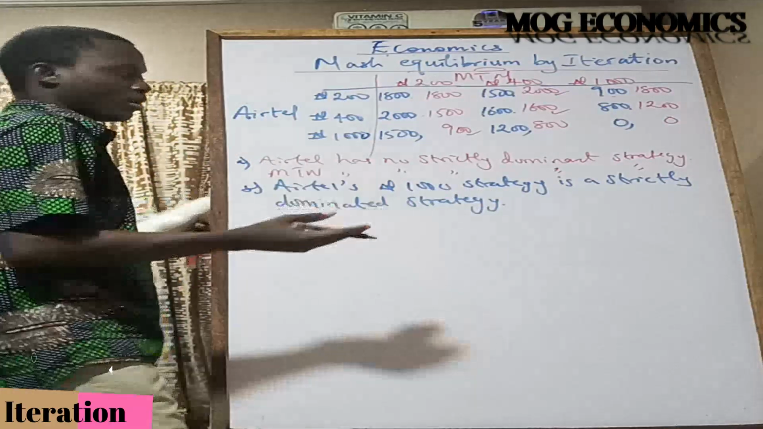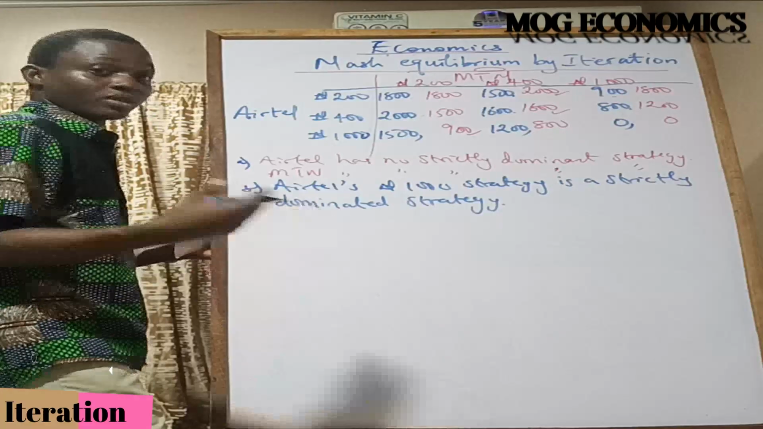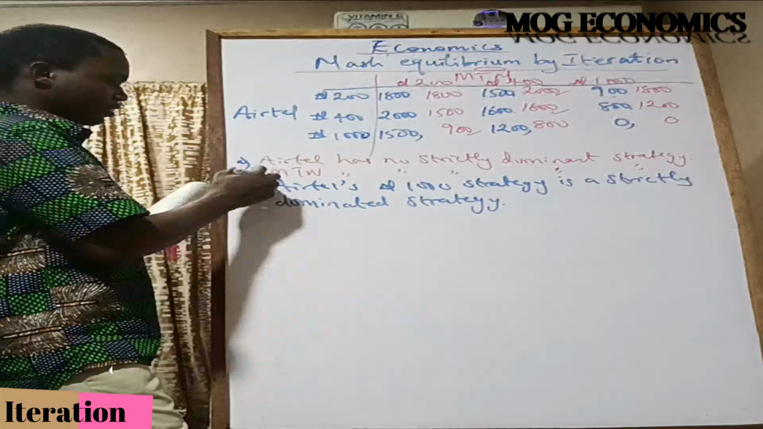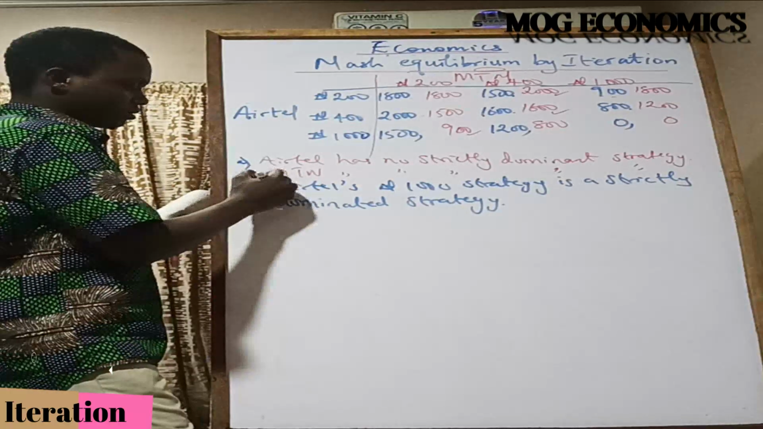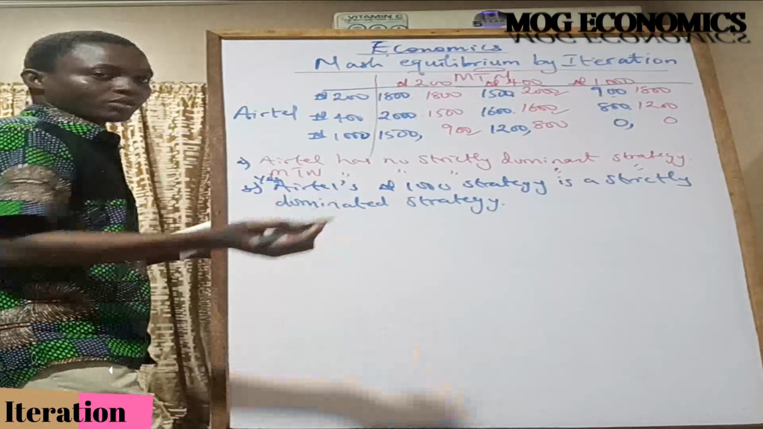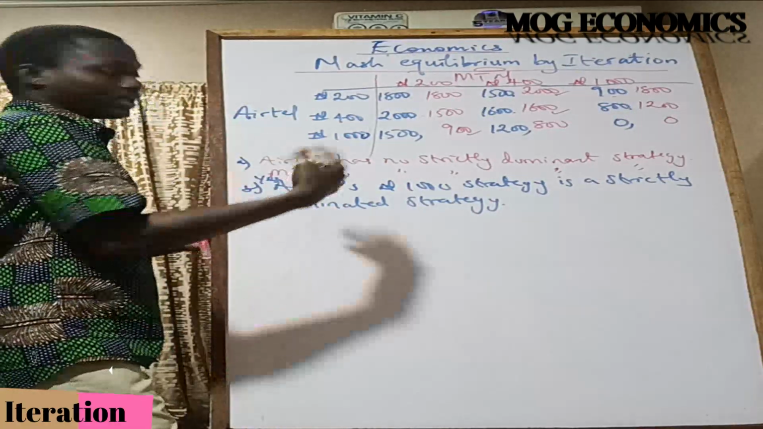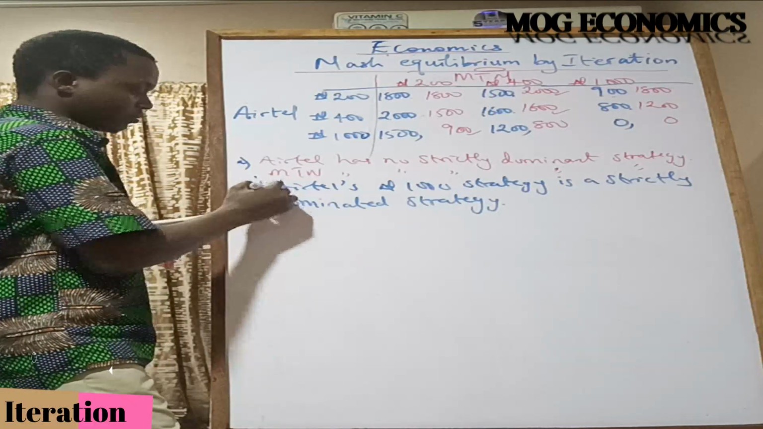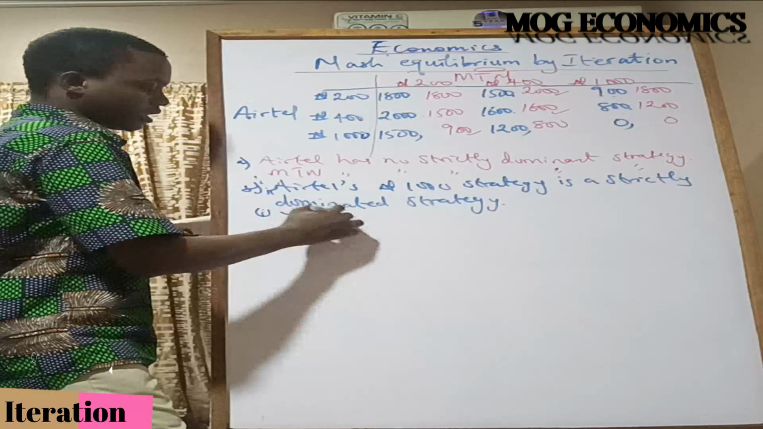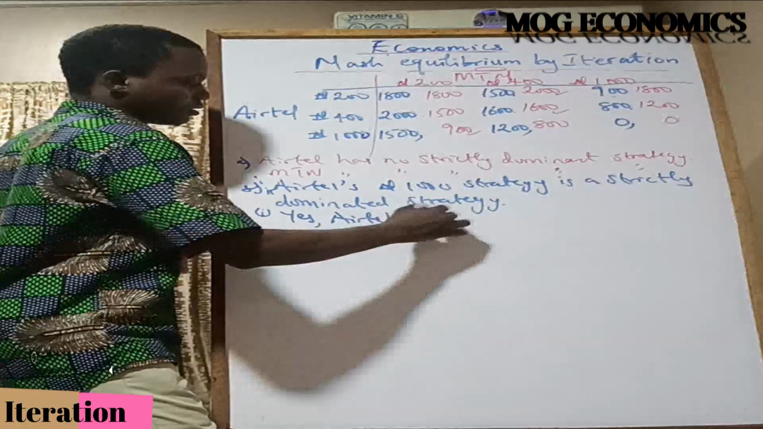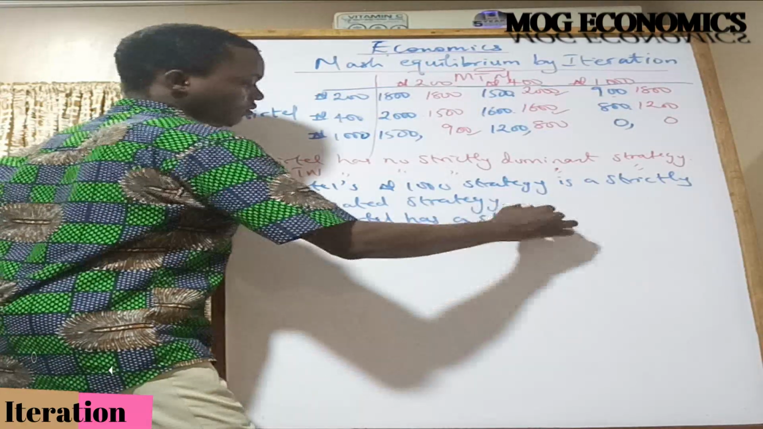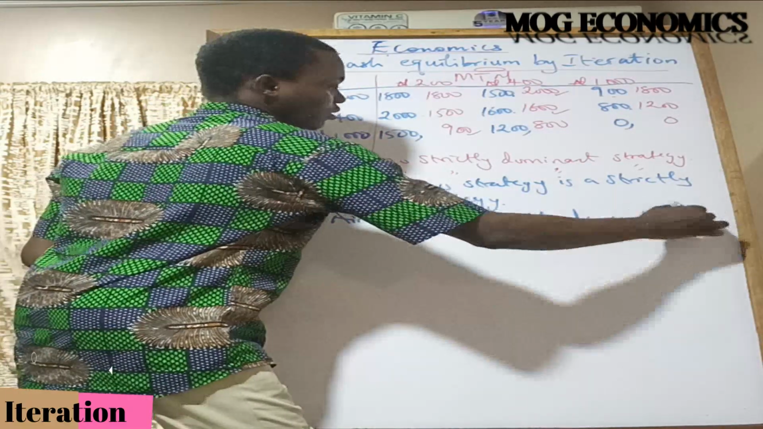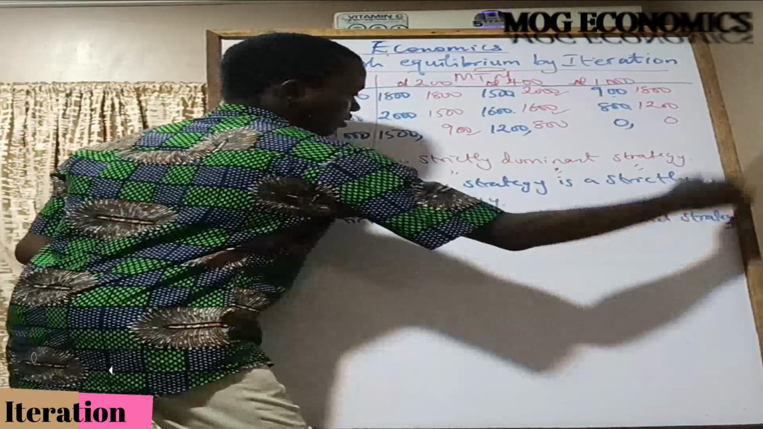The question says each company, do they have a strictly dominated strategy? Then what are those strategies dominated by? I should have said first: yes, Airtel has a strictly dominated strategy, because that's the first question. Let me still write it. That would have been my I. So yes, Airtel has a strictly dominated strategy. Manage that space for me like that.